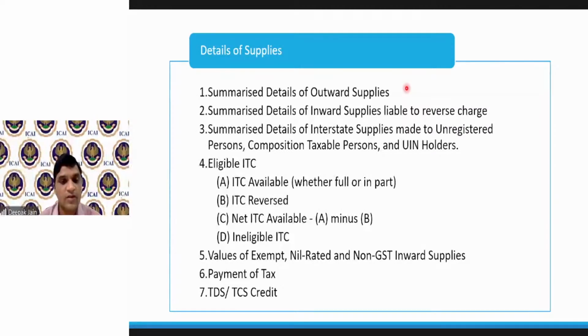Time limit for claiming ITC shall be the earlier of annual return or 30th November, and GSTR 3B is filed every month. That means you can claim ITC even after furnishing a nil return. Yes, that's right.